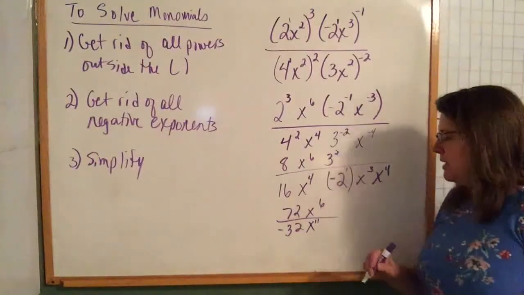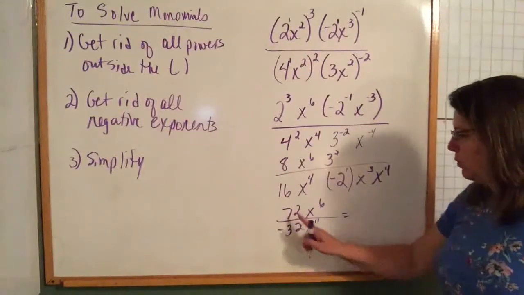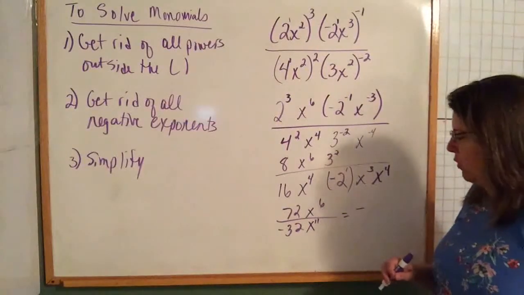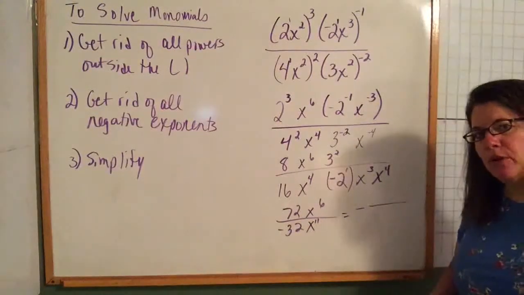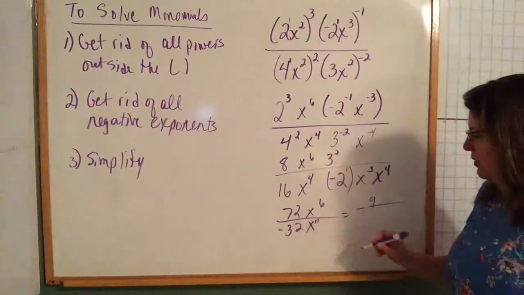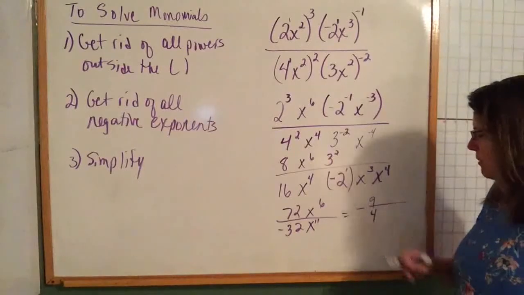And now I'm going to simplify that fraction. Well, this is a negative. 72 over 32. 8 goes into both of those. So 72 divided by 8 is 9. And negative 32 divided by 8 is 4. So that'll be a 9/4.